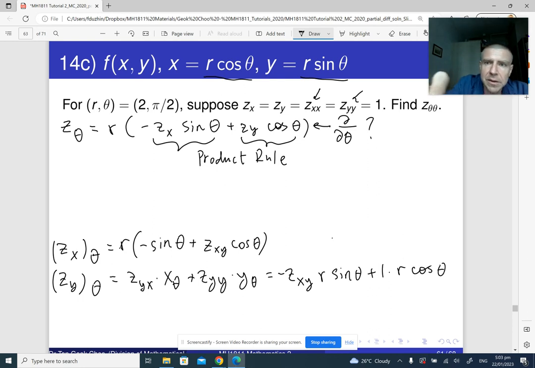Right, so what we get in the end is, let me erase this because I need some space here. I guess we can take out r, and this here is going to be r times (cosine theta minus zxy sine theta).